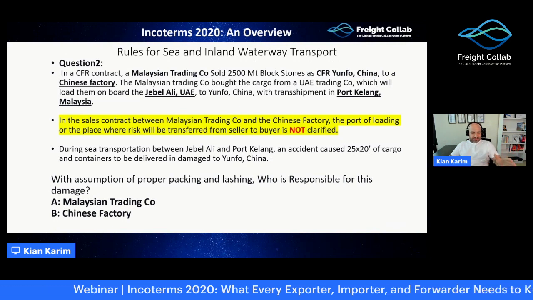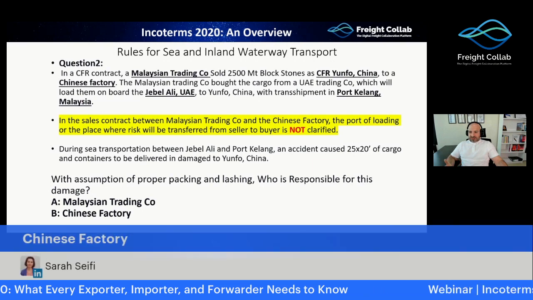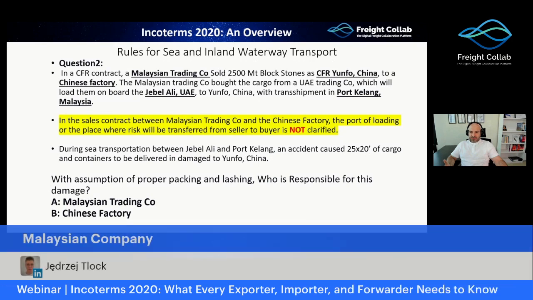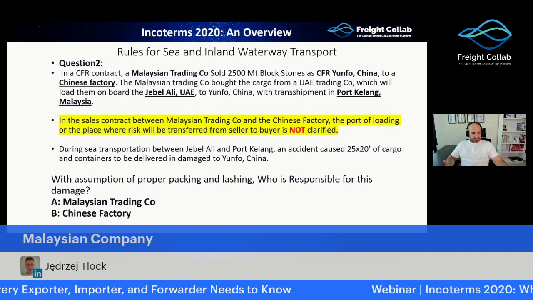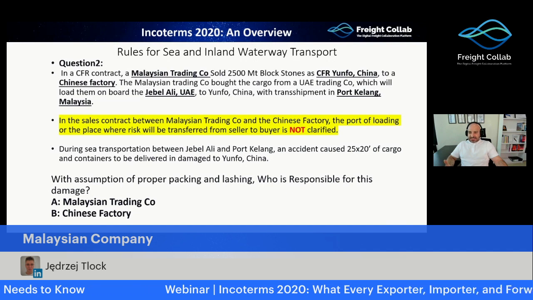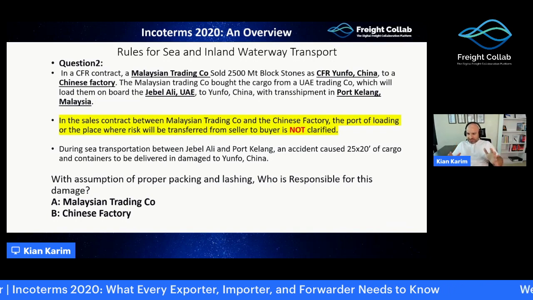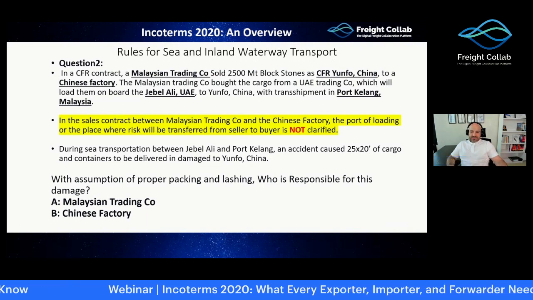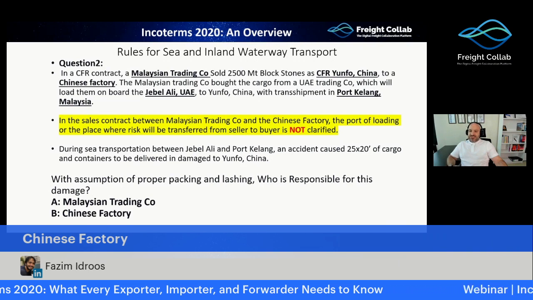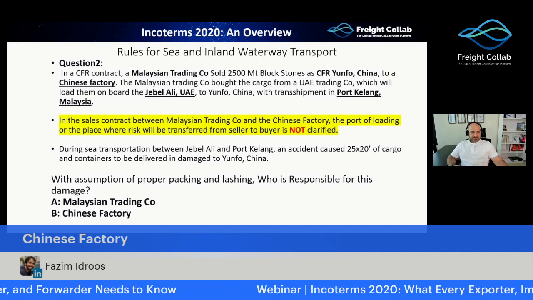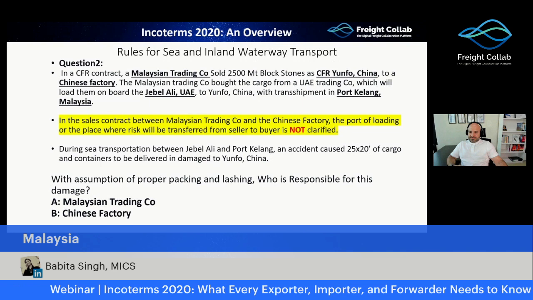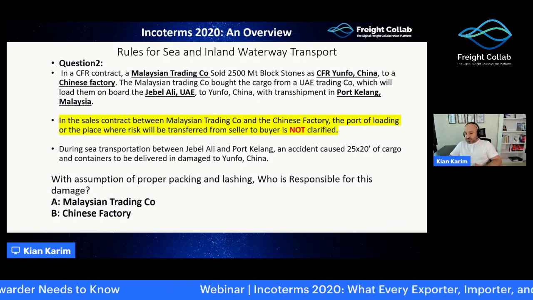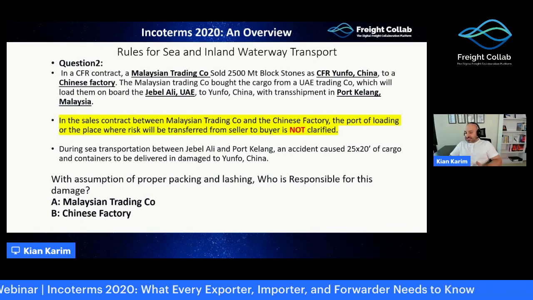As you can see, there are different answers. For example, Sarah mentioned that the Chinese factory is responsible. Tilak mentioned the Malaysian company. So as you can see, it is confusing. Now we understand Incoterms and the CFR term, and it's still confusing. Fazim mentioned it's the Chinese factory. Babita said the Malaysian company.